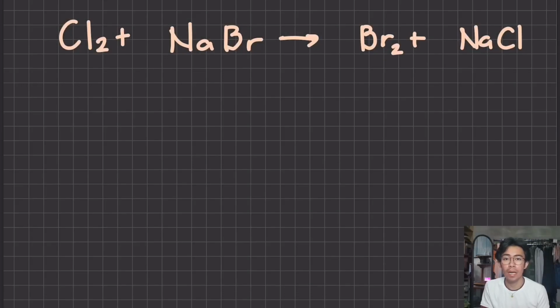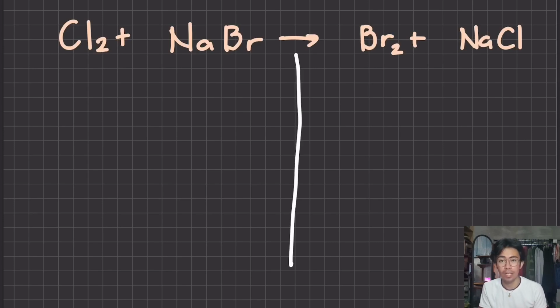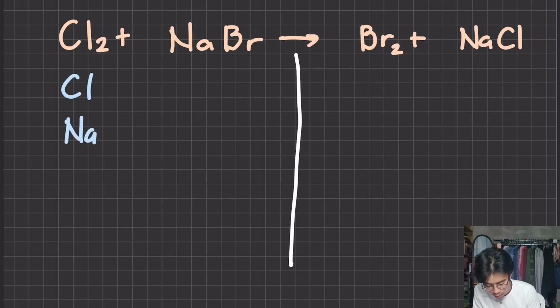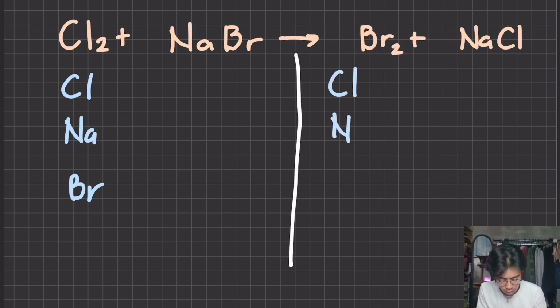Let us separate the reactant side from the product side by drawing a line right below the arrow. Then let's write the list of elements on the reactant side and on the product side. So we have chlorine, sodium, and bromine. Then copy the same pattern on the product side: chlorine, sodium, and bromine.